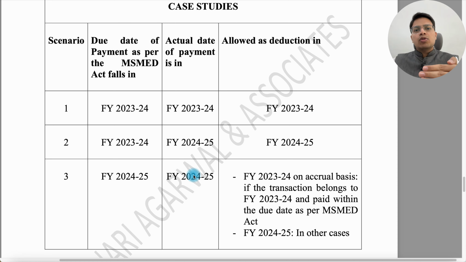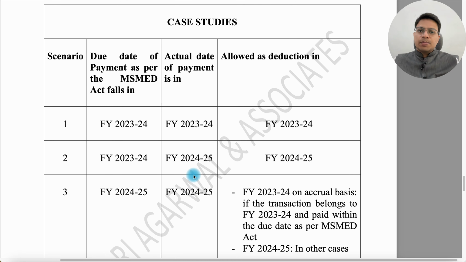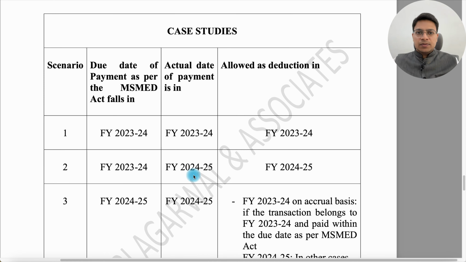If you are making the payment to the suppliers within the same financial year in which the due date falls, then it is allowed in that financial year itself. If you are making the payment in the next financial year, then you will be allowed that deduction if you make the payment within the due date. If you make the payment after the due date, then your deduction will go to the next financial year. So these case studies are very simple to understand. Now we'll go through the provisions also once and then we'll come back to this.